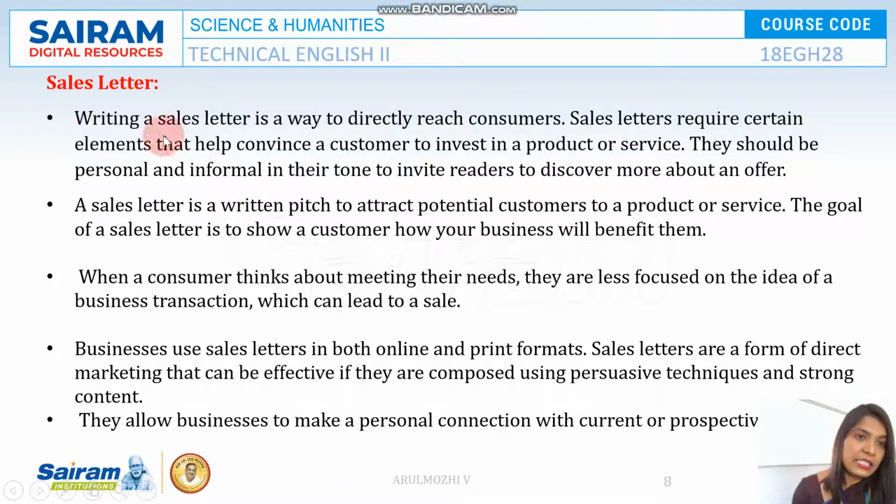Next comes the sales letter. When we write a sales letter, it must be given enough focus and attention so that it achieves our objectives. Writing a sales letter is a way to directly reach customers. Sales letters require certain elements that help convince a customer to invest in a particular product or service.